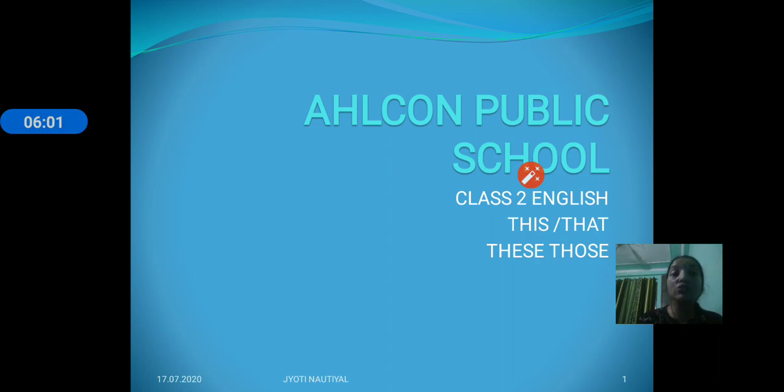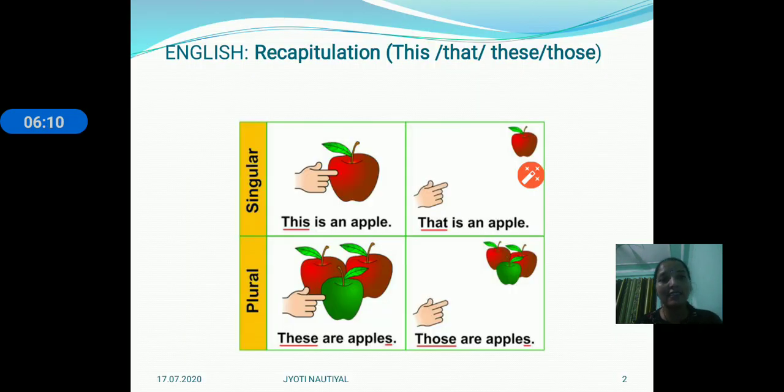However, we are going to recapitulate it in detail. Okay? In the subject English, the name of the topic is this, that, and these, those. Now look into this picture and you will understand. Whenever our noun is singular, just one, and it is near to us, we will use this. And whenever our noun is just one and is far away, we will use that. This apple, that apple. Okay?